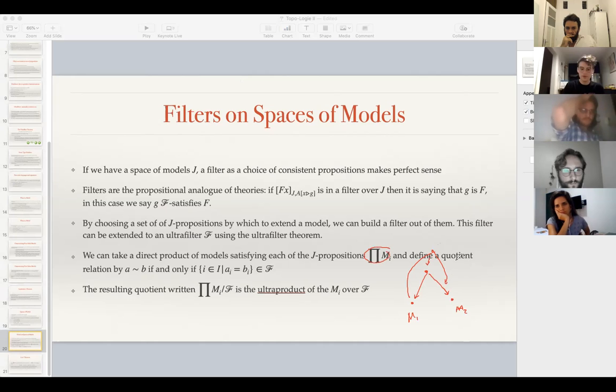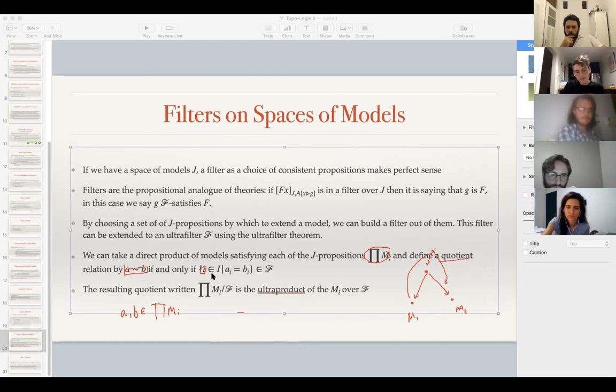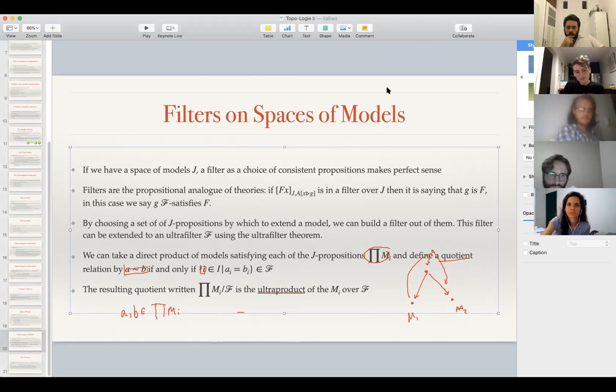The quotient is a way to identify points of the space and glue them together. We're going to define it by a relation where A and B are both in this product of the M_i. We say they're equivalent if and only if a list of indices I, and the important thing is it's over an index set. All these models are over an index set. And the filter itself is over it, in the sense that A is equivalent to B if and only if the set of I where they agree is in the filter.